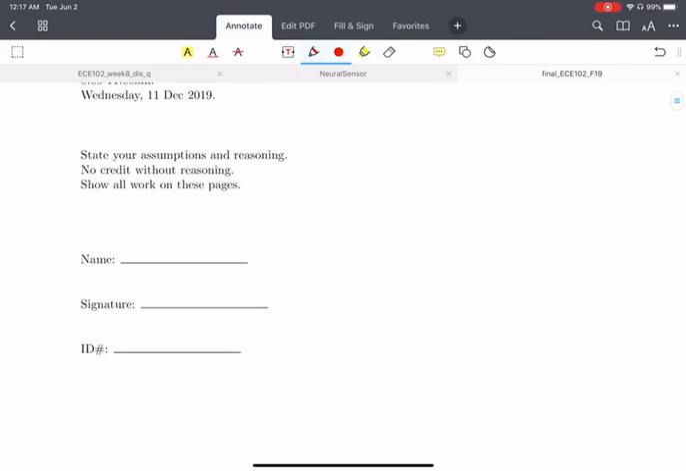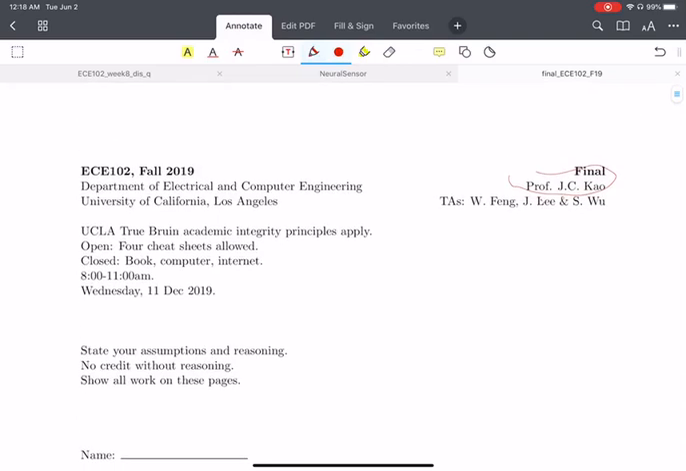I will go through some questions and point out the important concepts in this exam. My expectation is that after I go through it, you will better understand the questions in the previous exam.